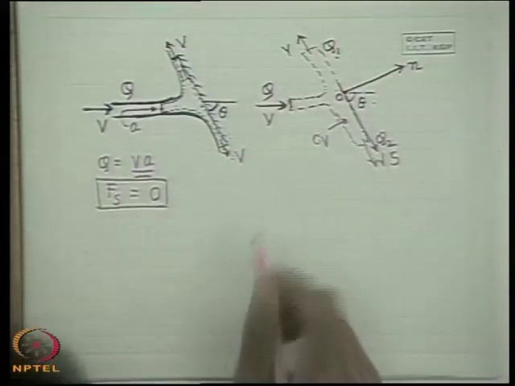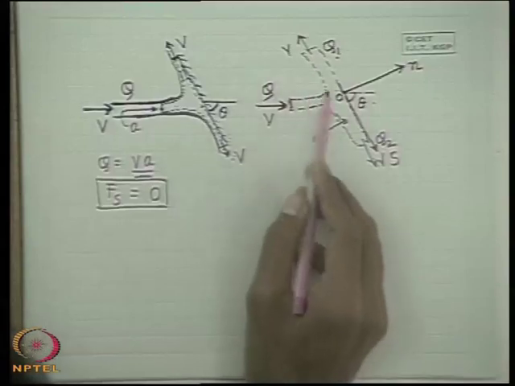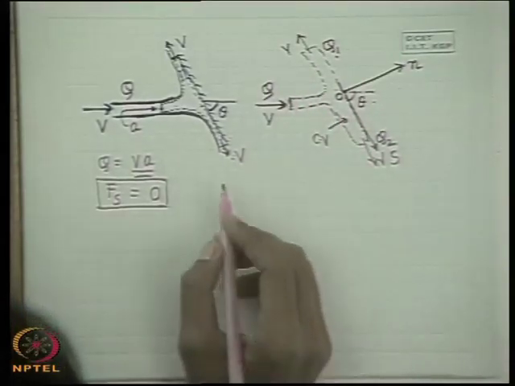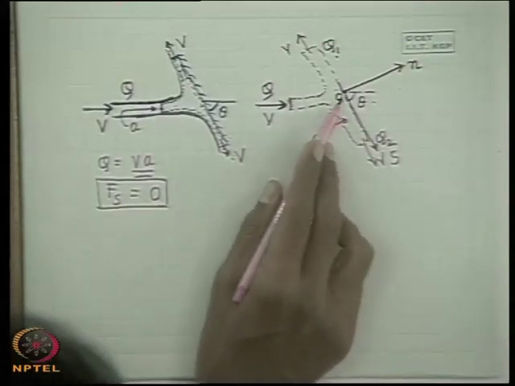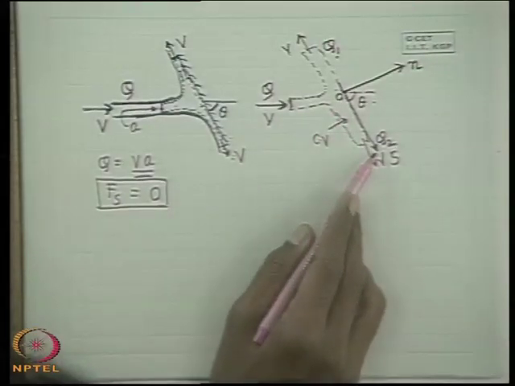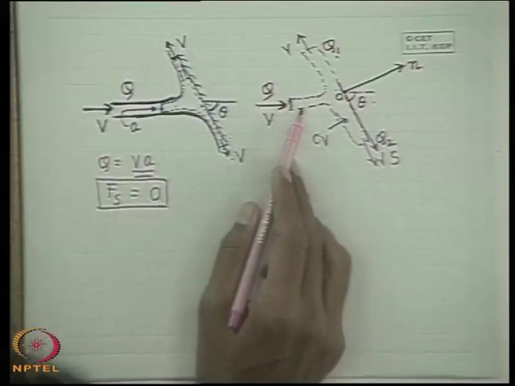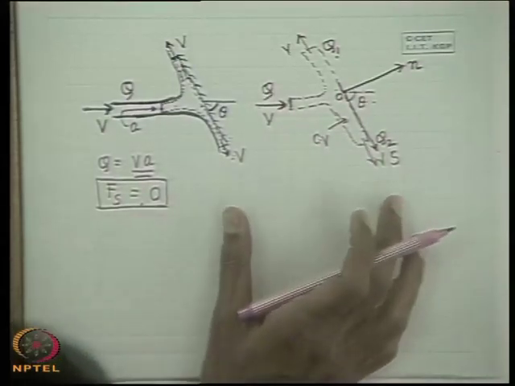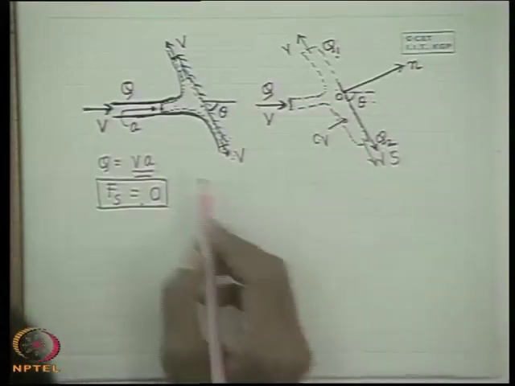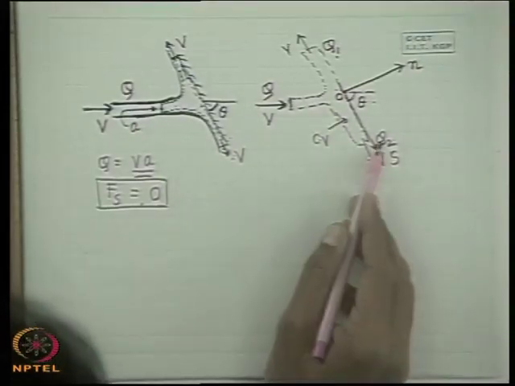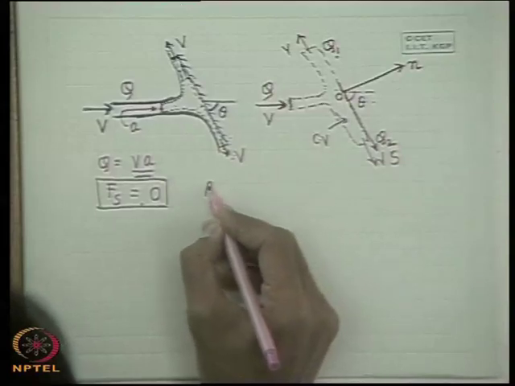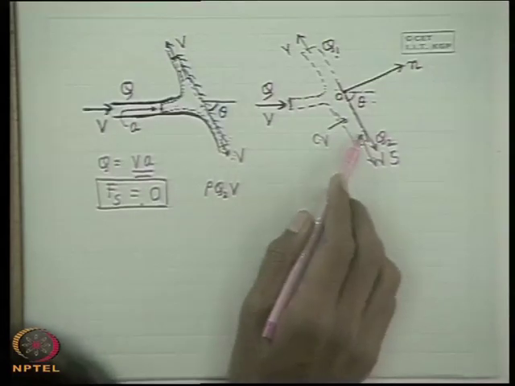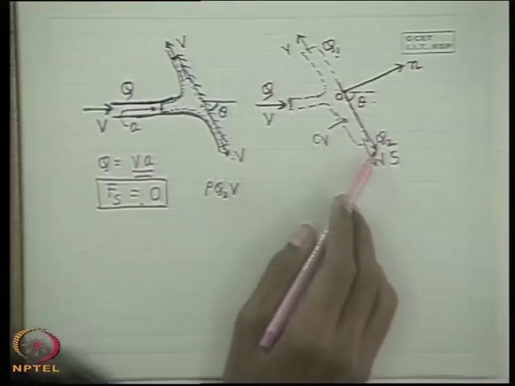Now, we simply write the momentum theorem for this control volume in the S direction. What is that momentum theorem? The net rate of momentum efflux in the S direction from the control volume is equal to the force in the S direction on the control volume, which is 0. So, I can get a constraining equation. Now, let me see what is the net rate of momentum efflux. If Q2 is the volume flux, then rho Q2 into V is the momentum efflux in this direction.